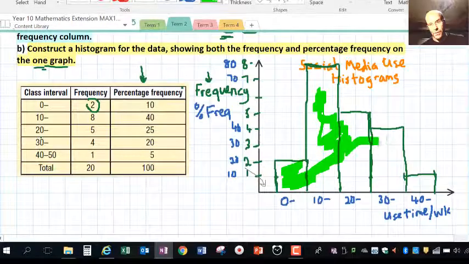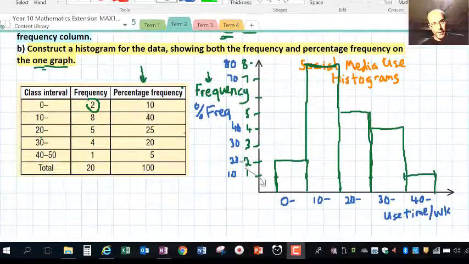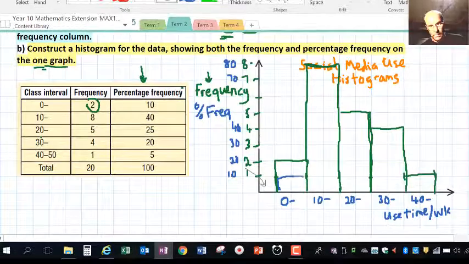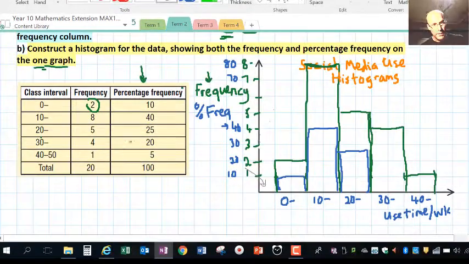The reason will become more apparent in future years when you look at things like probability density functions, where we use the area. Now for the percentage frequency, so we've got 10%, then we've got 40%. Notice how I'm using the blue scale now. It's not always a good idea putting the 2 things on the one graph. For 25%, so we've got there. We've got 20%. Notice there should be no gaps between the columns, and we have 5%. So we have 2 histograms on 1.